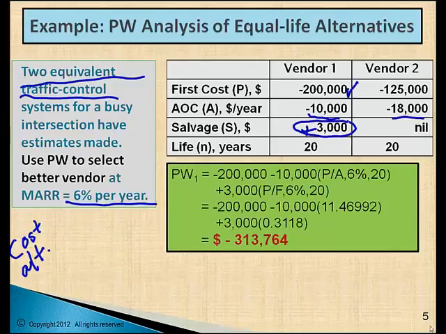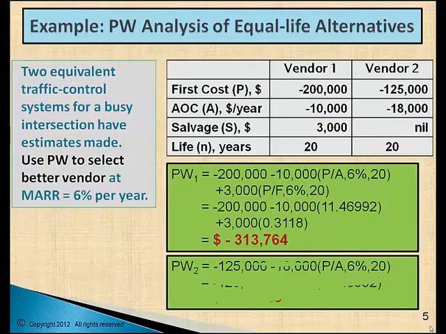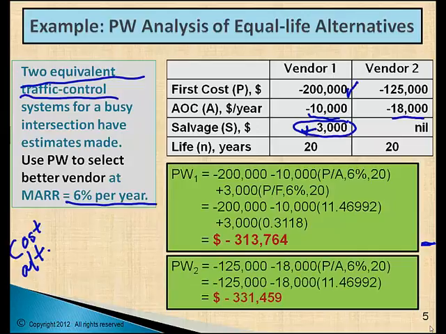First, calculate the present worth for Vendor number 1 using the P/A and P/F factors as shown here. This results in a present worth value of minus $313,764. Perform a similar computation for the second vendor, and we obtain the number shown here of minus $331,459. Now compare the PW values. Which vendor will you select?